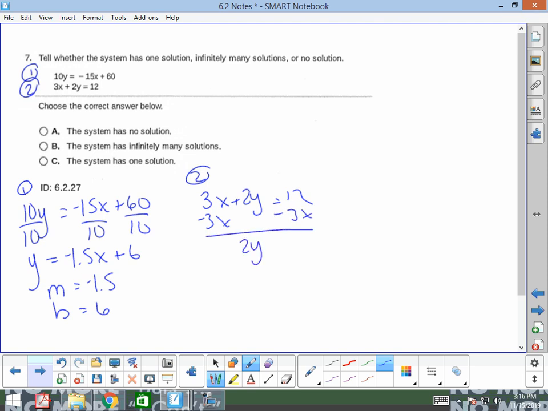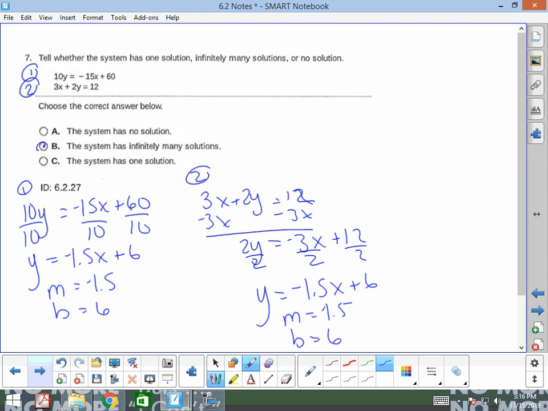And we get 2y equals negative 3x plus 12. That's a 12. It's a messy 12, but that's a 12. So y equals negative 1.5x plus 6. So again, the slopes are the same and the y-intercepts are the same. So if they're both the same, it's infinitely many solutions.